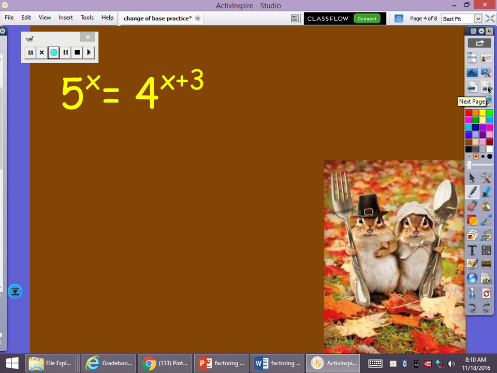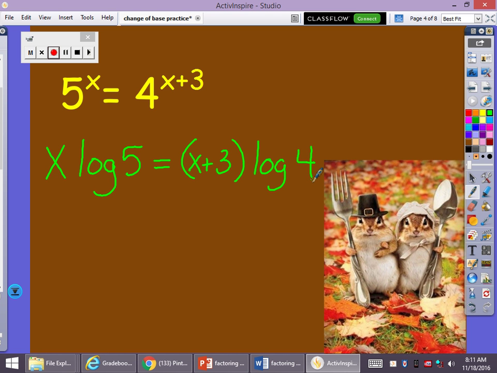Okay. In this example, I personally feel that I like to do it algebraically instead of the change of base one for this one. Okay, so this is what I did. x times the log of 5 equals... I logged both sides, which means the power comes down. Everyone good?